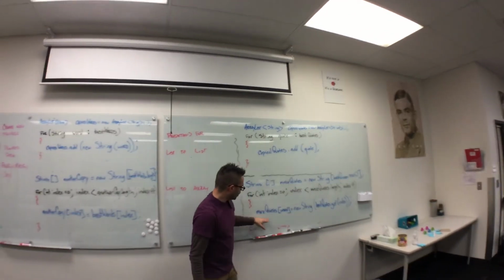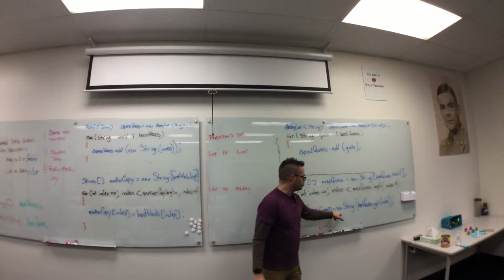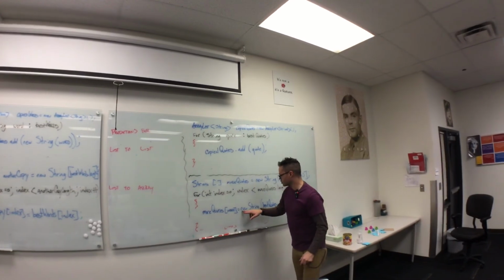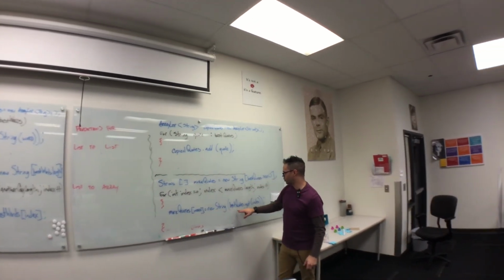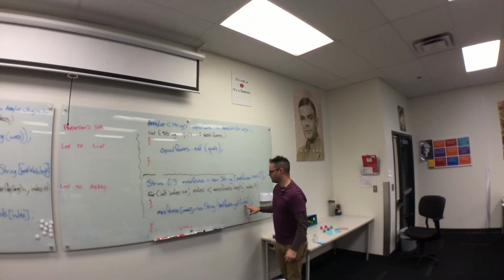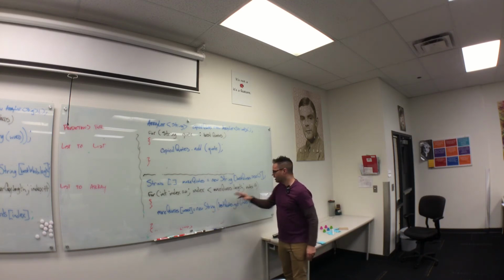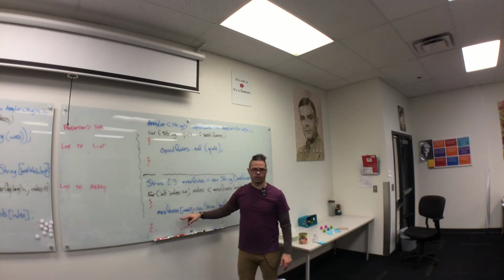And so moreQuotes[index] is equal to a new String, so I'm making a deep copy this time when I'm copying to the array. And it's a new String. I'm going to pass it bestQuotes.get using the index. So making a brand new string, passing it what was inside the bestQuotes array list, grabbing that string value, putting it inside that new string constructor, and assigning that value inside my moreQuotes array.